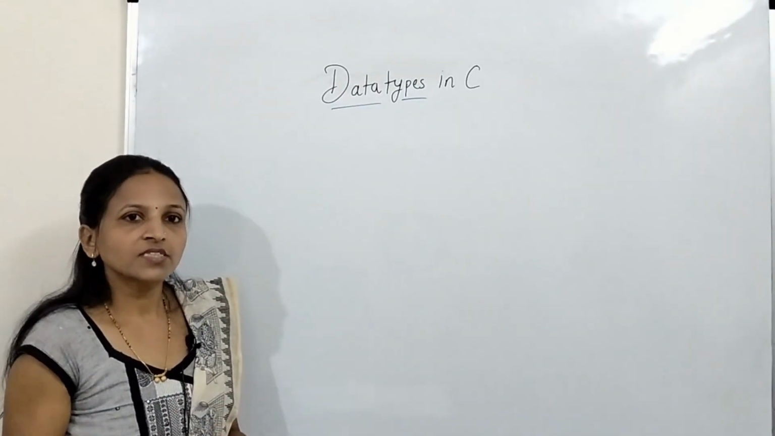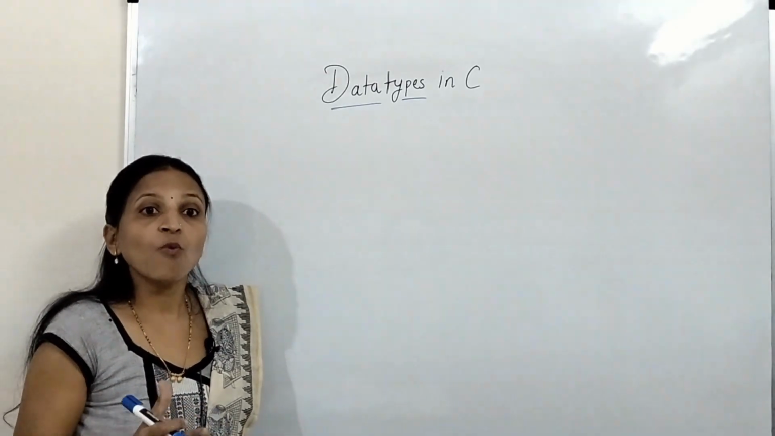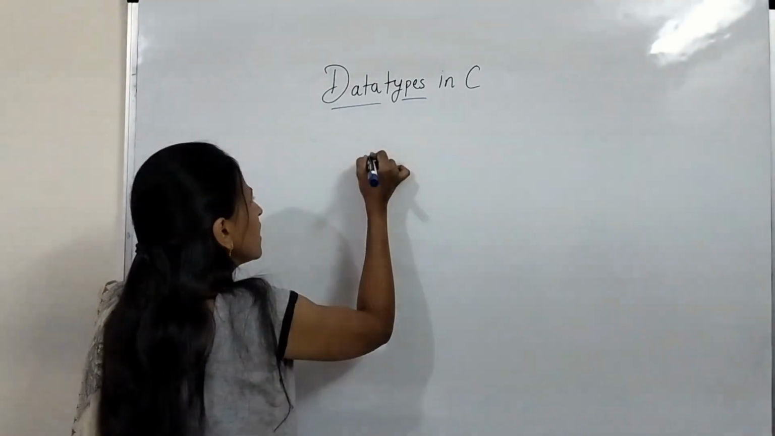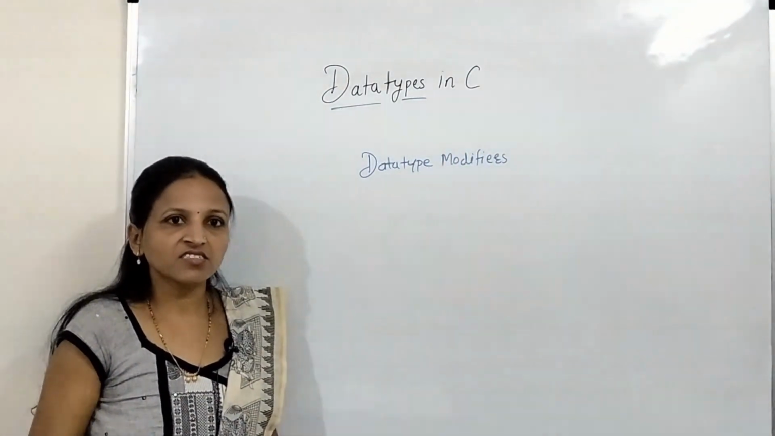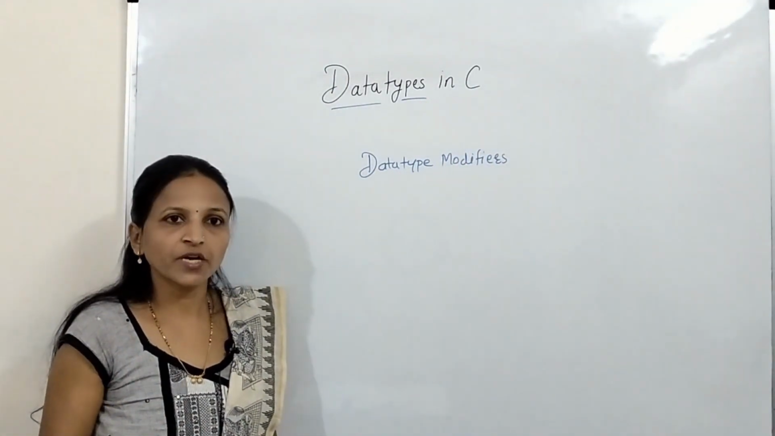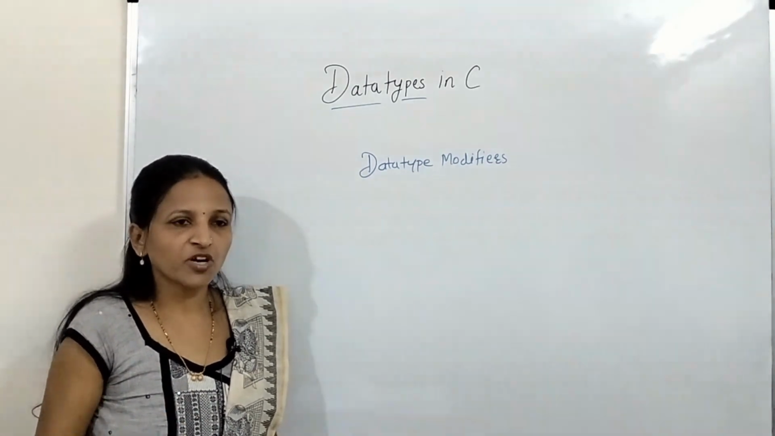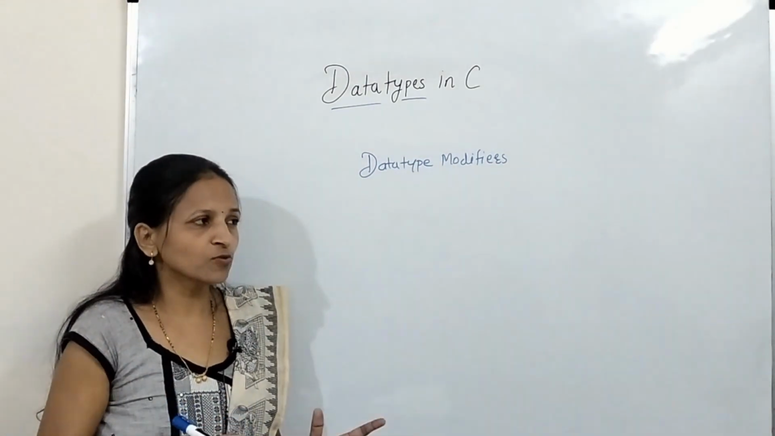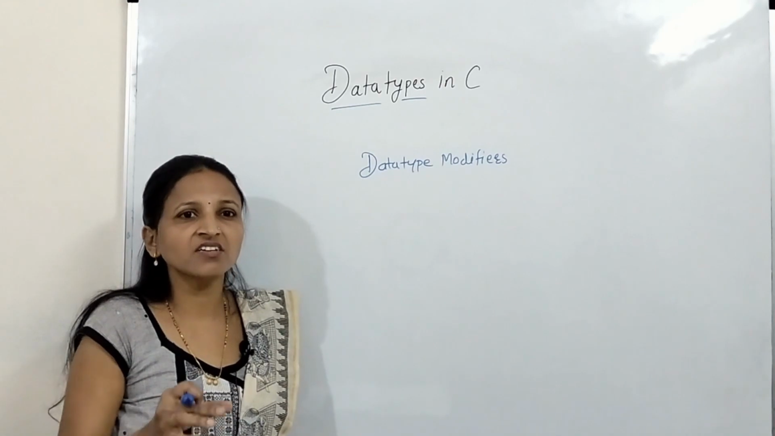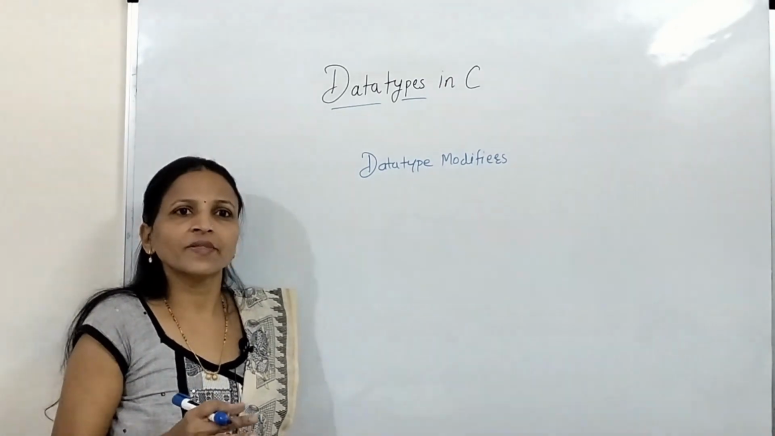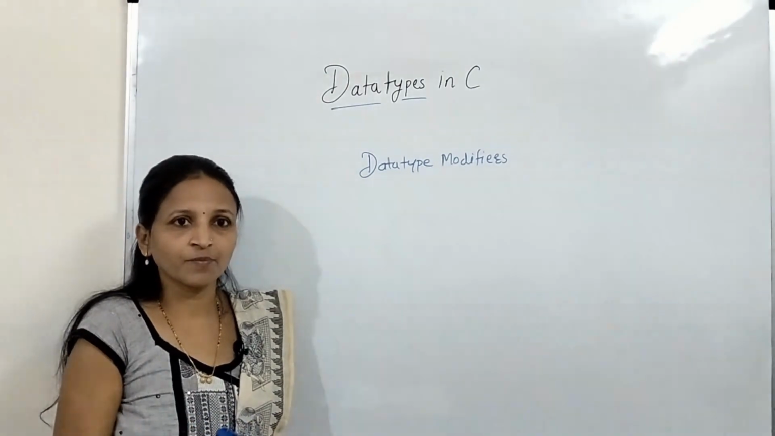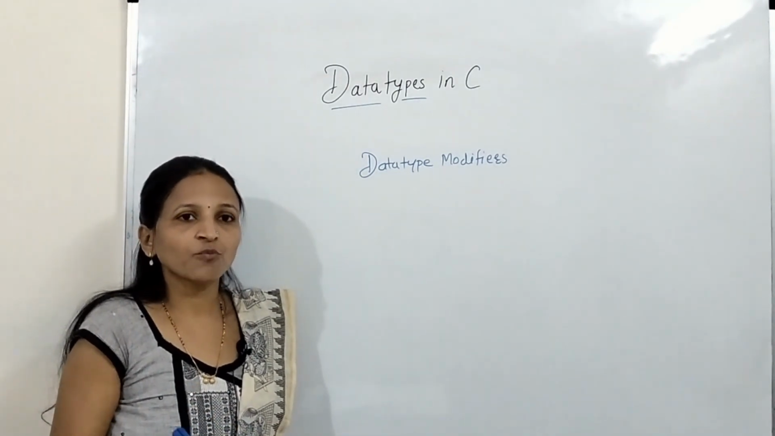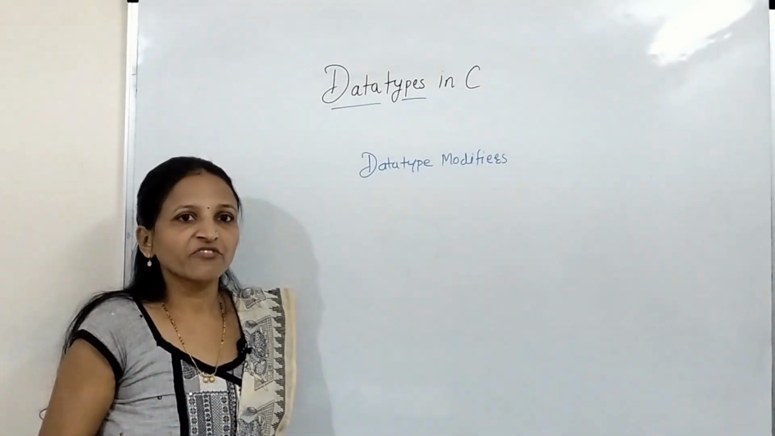Now we have to see data type modifiers. These are applicable for characters as well as integer. Now what are data type modifiers? They are used for modifying the meaning of that data. Some extension we are providing along with that data type is nothing but a data type modifier. There are 4 modifiers used.